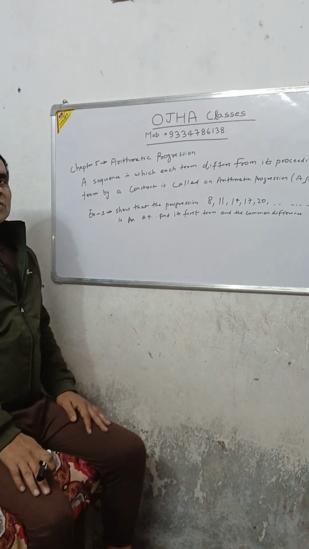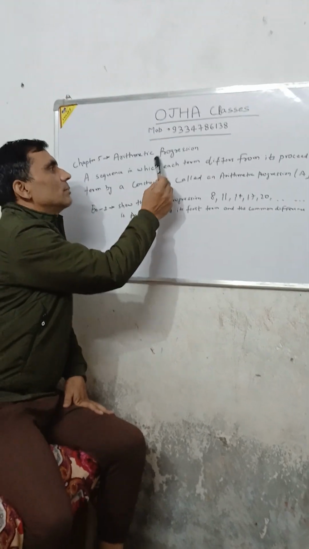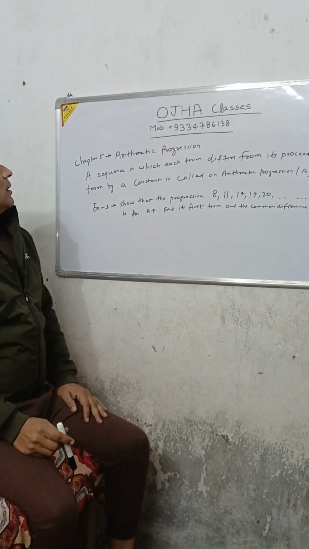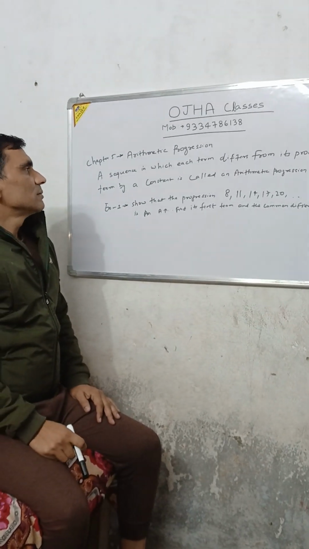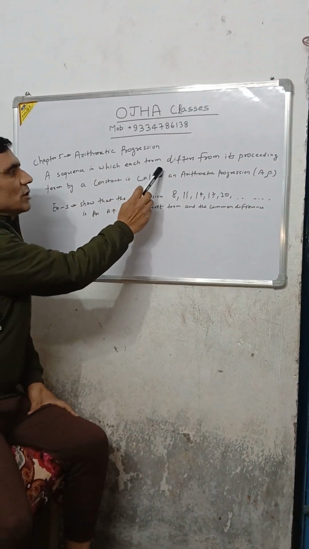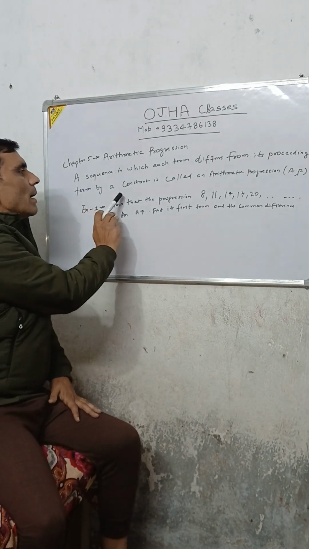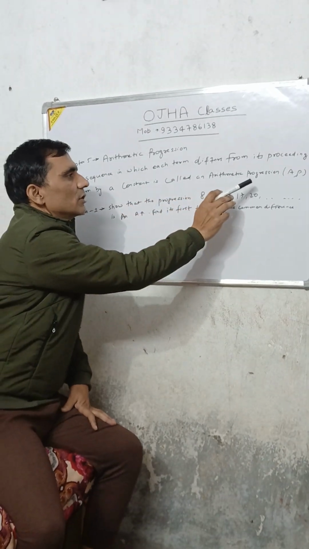आर.एस. अग्रवाल में चैप्टर नंबर 5 है। इस चैप्टर नंबर 5 का नाम अर्थमेटिक प्रोग्रेशन। अर्थमेटिक प्रोग्रेशन में डेफिनिशन बोल रहा है: A sequence in which each term differs from its preceding term by a constant is called an arithmetic progression.